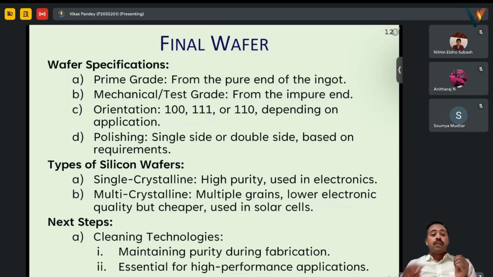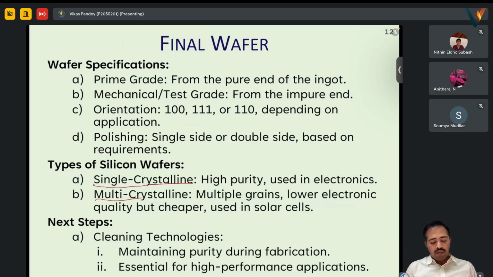The prime grade, that is if we see this ingot, that is a cylindrical shape. So one end will be the purest one, the other end will be the impurest one if we compare in between. So from the purest part, we get the prime grade wafer. From the impurest part, we get the test grade or the mechanical grade wafer. And in between, we get the solar grade wafer. And depending on the application, we will take 100, 111, or 110 planes. Then polishing single side, double side.